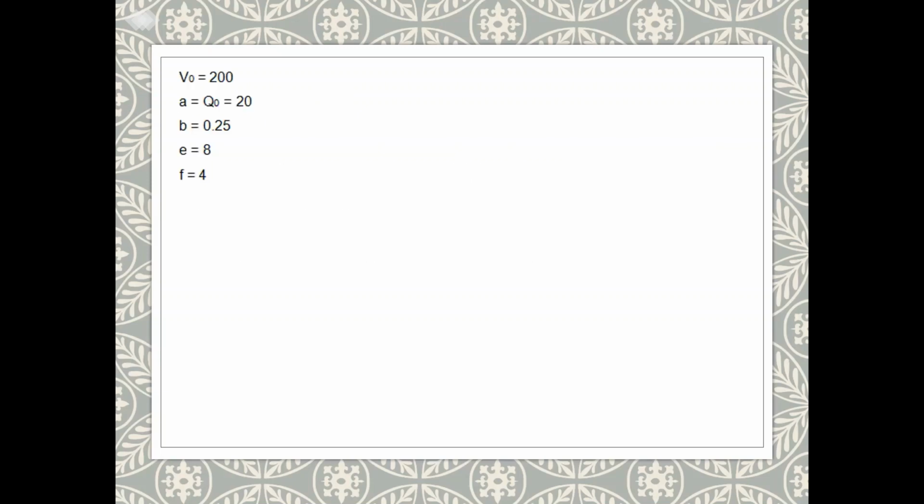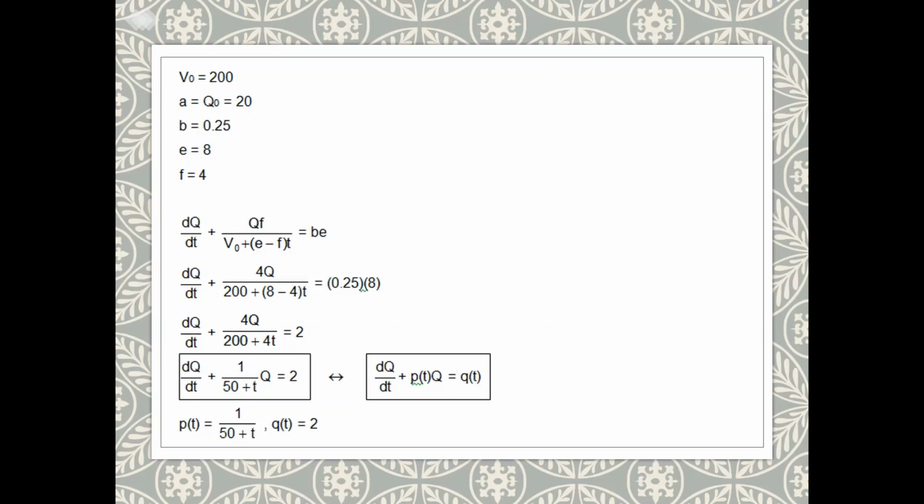To solve, first of all, you need to identify the 5 items. V0 is 200, A is 20, B is 0.25, E is 8, and F is 4. Make sure all the 5 items are correct. If one of these is wrong, the whole thing will be wrong. Substitute these items, except A, into the formula of dQ over dt plus QF over V0 plus (E minus F) multiplied with t equal to BE.